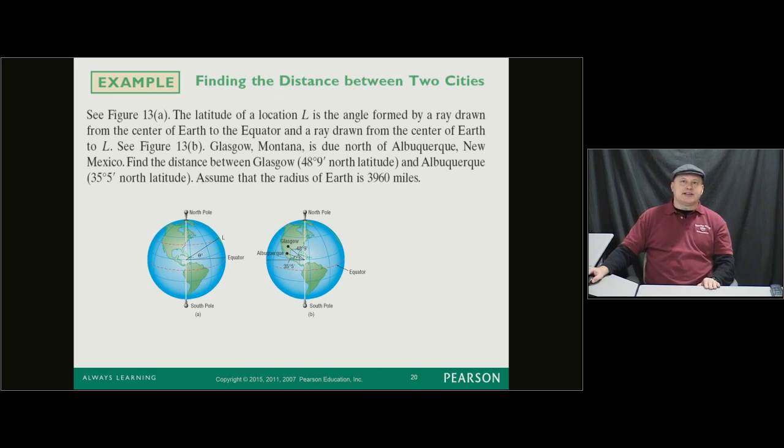So one city, Glasgow, is 48 degrees 9 minutes north. Albuquerque is 35 degrees 5 minutes north latitude, but remember, one is due north of the other. You're going to assume that the radius of the earth is 3,960 miles. Now, you have to figure out the angle between those two, and since one's due north of the other, you take the difference of those angles. One's 48 degrees 9 minutes, the other is 35 degrees 5 minutes, so that's around 13 degrees 4 minutes.